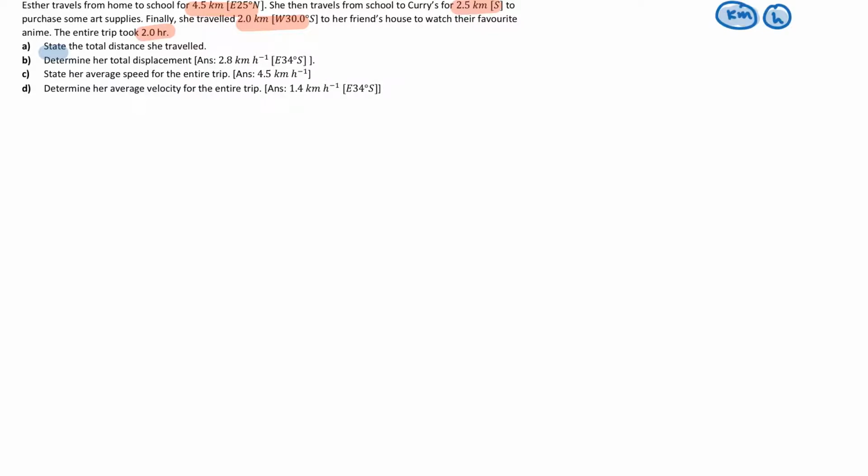In this case, she travels initially, total distance is going to be her total distance traveled. So initially she travels 4.5, then she travels 2.5, and then she travels another 2. And when I add all of these up, I get 9 kilometers. But in terms of significant figures, these all have one decimal place and I'm adding, so my final answer should have the least number of decimal places, which is 0. And this is my final answer here.